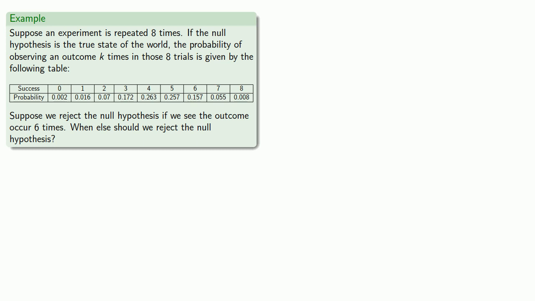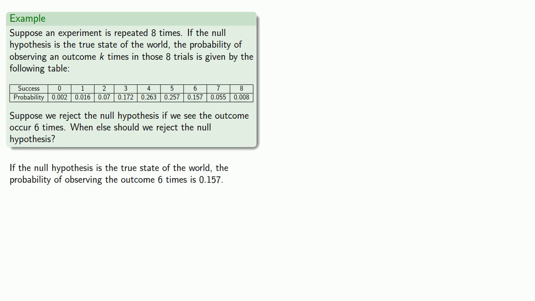Remember, this sets a precedent for when to reject the null hypothesis. And so the question you want to ask is, when else should we reject the null hypothesis? So we might proceed as follows. If the null hypothesis is the true state of the world, then the probability of observing the outcome 6 times is 0.157.